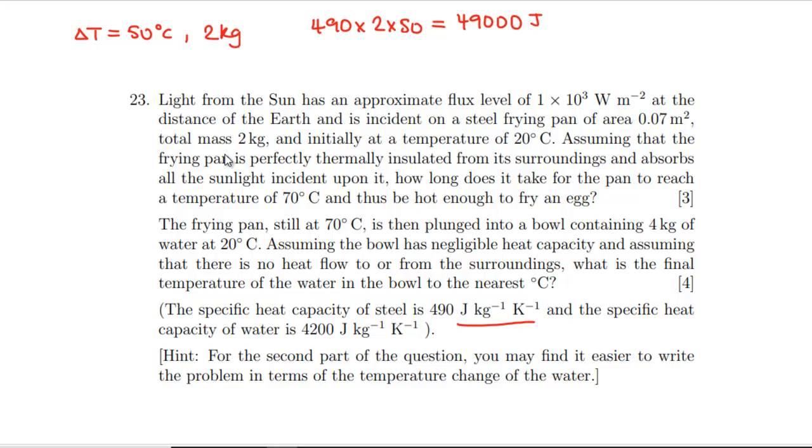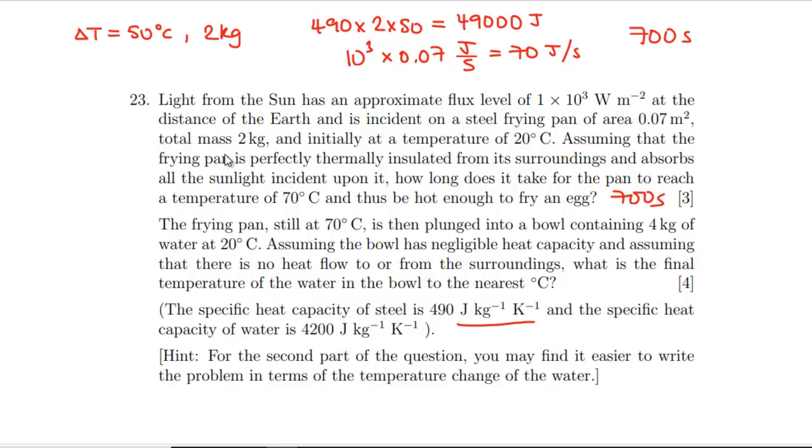And right, this is our wattage. So we're getting 10 to the 3 times 0.07 joules per second, and that is equal to 70 joules per second. So we divide one by the other, it gets seconds. So that's going to be 700 seconds when you divide 49,000 by 70. Right, that's good. So we've done that one. That was our 700 seconds there. So that's definitely all we want.